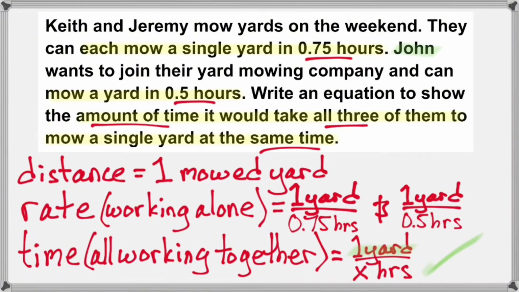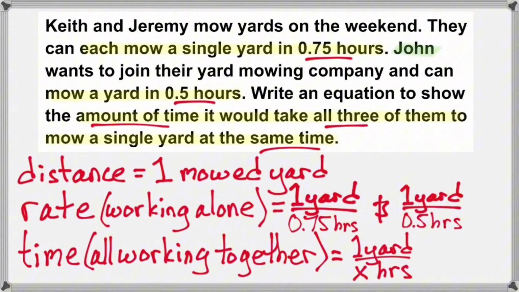We know individually it takes Keith 0.75 hours. It takes Jeremy the same amount of time. And John, it takes him 0.5 hours. Well, that's individually. But if they're all working together, it's going to take them some unknown amount of time, X hours, but they're still just mowing 1 yard. The overall distance being traveled, the numerator in this situation, is 1 because the distance is 1 yard.